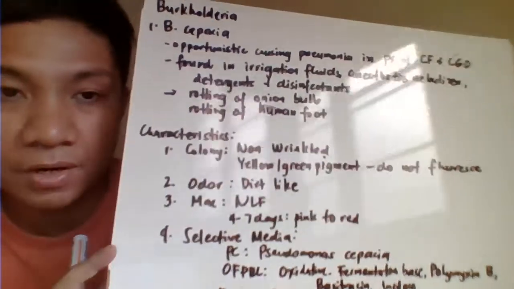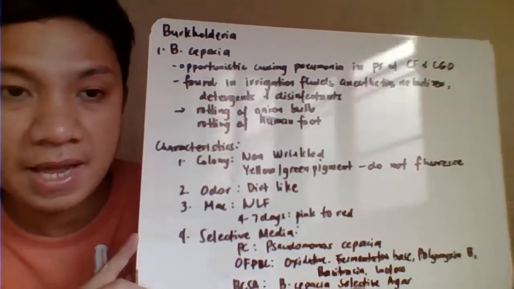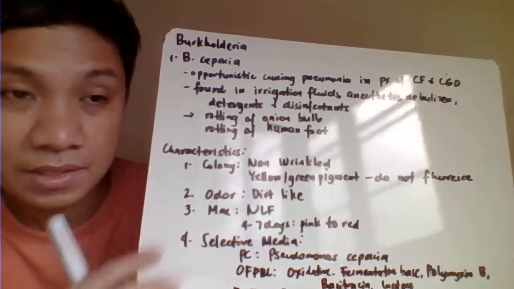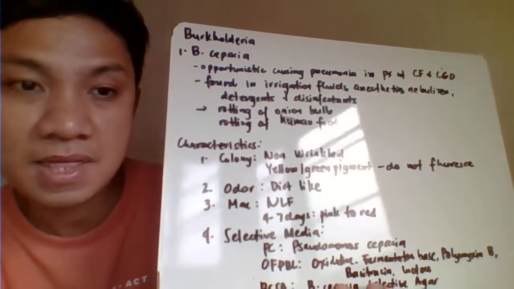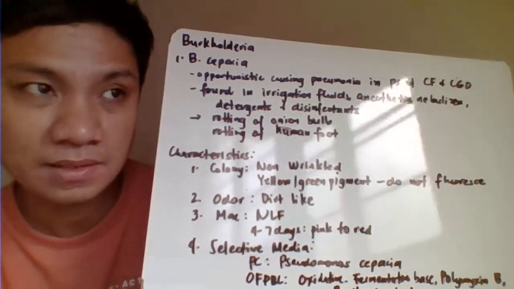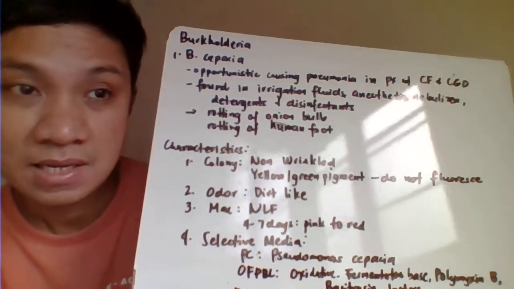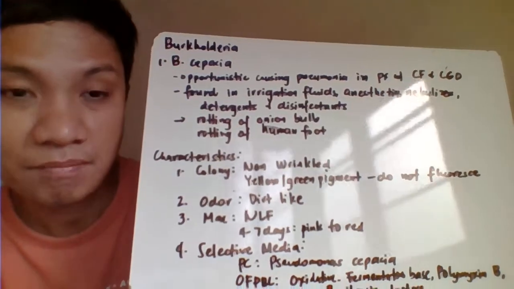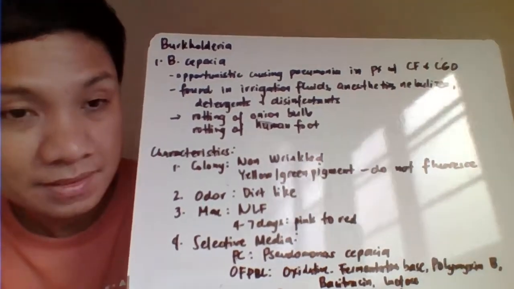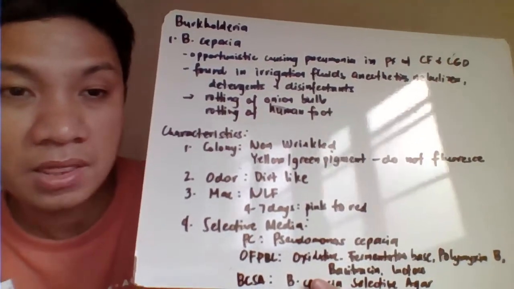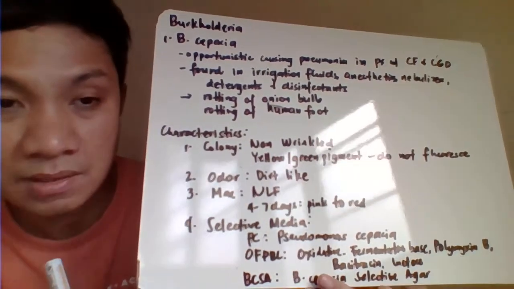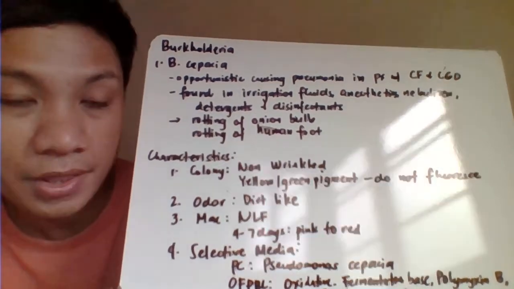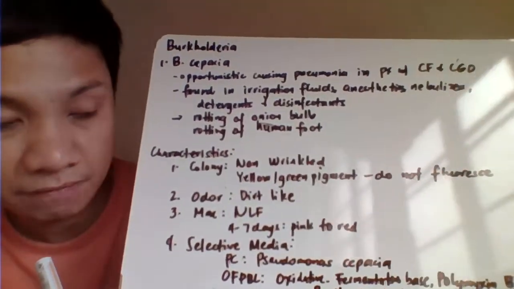Okay, then we have your Burkholderia. Burkholderia, just like your Pseudomonas, is also oxidase positive. Oxidase positive by nature ang characteristic ng ating Burkholderia, just like your Pseudomonas. Again, your Acinetobacter and your Stenotrophomonas are oxidase negative, but this one is oxidase positive, except for one species later on wherein that one is oxidase negative. But by nature, our Burkholderia are actually oxidase positive.